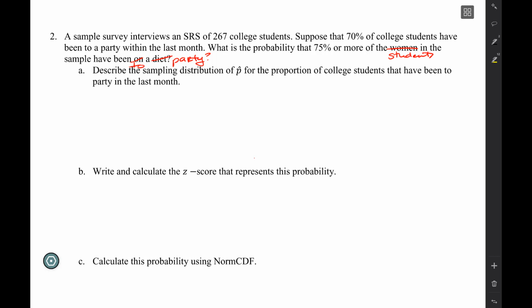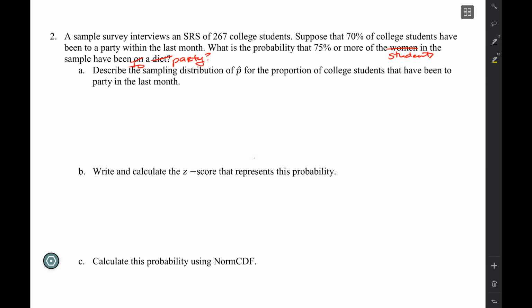Please go ahead and make some edits to this so that it actually makes sense. The original question here was talking about women that went on a diet, and I was like, man, that's kind of enforcing some stereotypes that I didn't really want to promote. So I changed it to a different stereotype that for whatever reason I guess I'm fine with promoting, and that's college students going around and partying instead of women going on diets. So, trade in one bad thing for another bad thing, I guess.